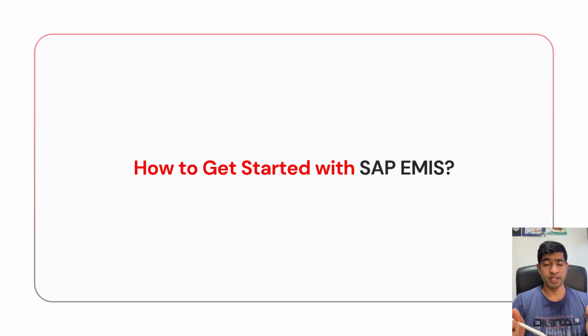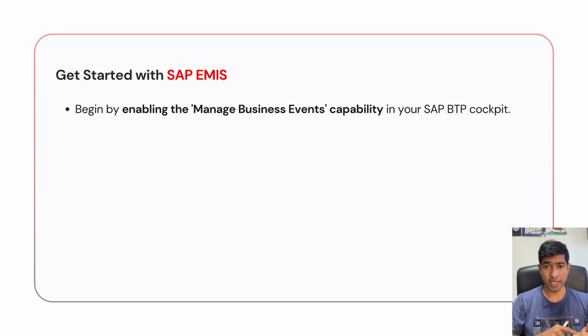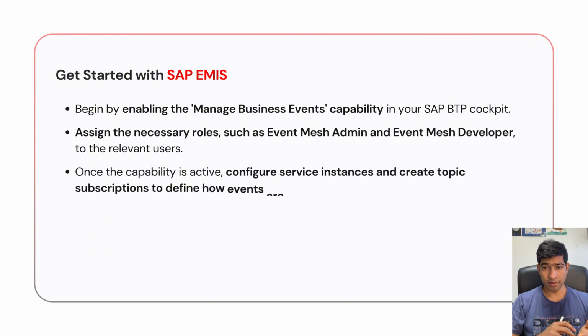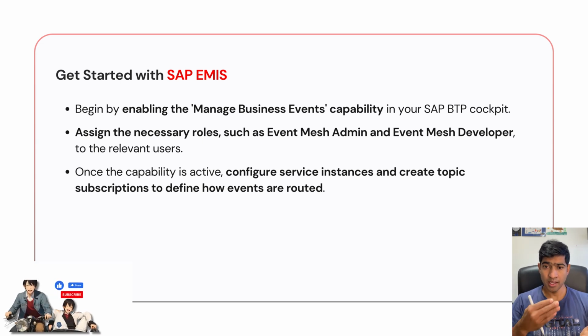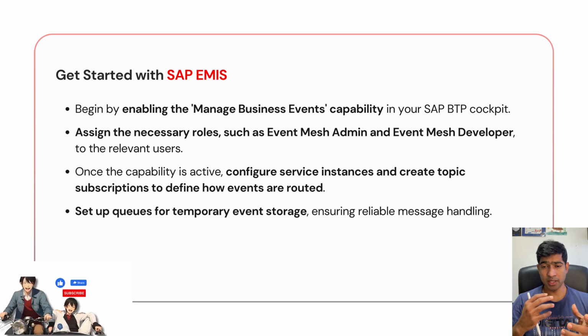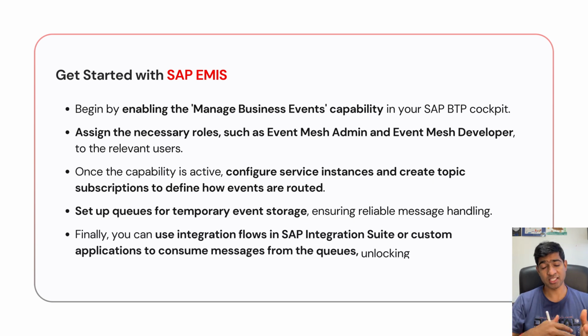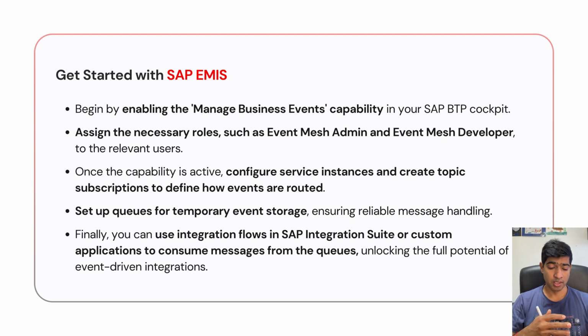Getting started with SAP EMIS in SAP Integration Suite is straightforward. Begin by enabling the manage business events capability in your BTP cockpit. Next, assign the necessary roles such as event mesh admin or event mesh developer to the relevant users. Okay, so once the capability is active, configure service instances and create topic subscriptions to define how events are routed. Then set up queues for temporary event storage, ensuring reliable message handling. Finally, you can use integration flows in SAP Integration Suite or custom applications to consume messages from queues, unlocking the full potential of event-driven integrations. So these are the steps you need to follow to enable EMIS in Integration Suite.